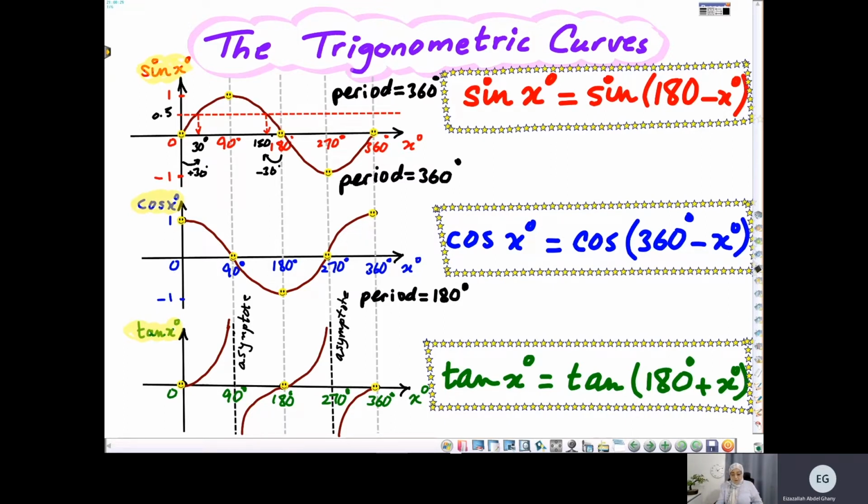The cosine curve is also periodic and it repeats every 360 degrees. The period is 360. It means it looks like that, as I told you. It starts from 1, goes down and goes up till 1. Okay? And it keeps on repeating every 360 degrees. That's why the period is 360 for the cosine curve too.